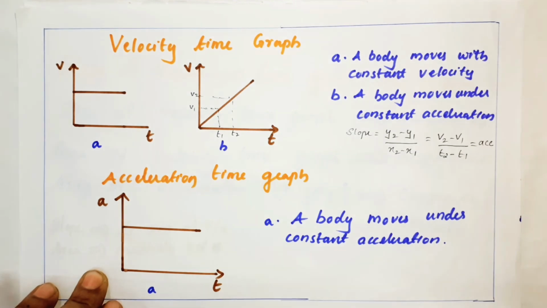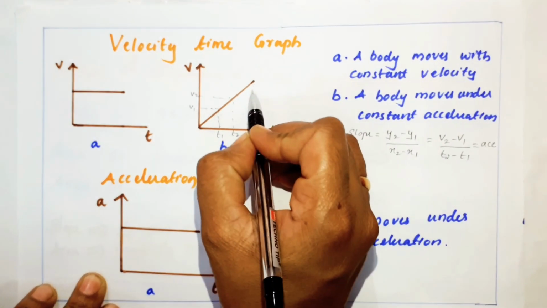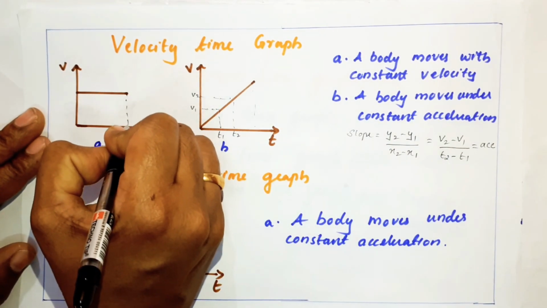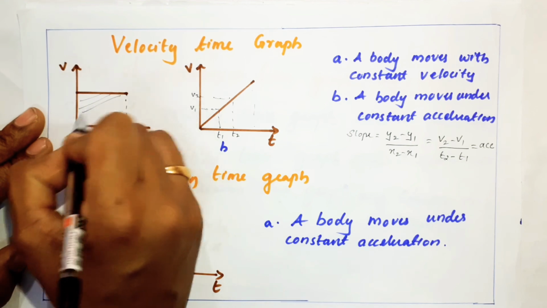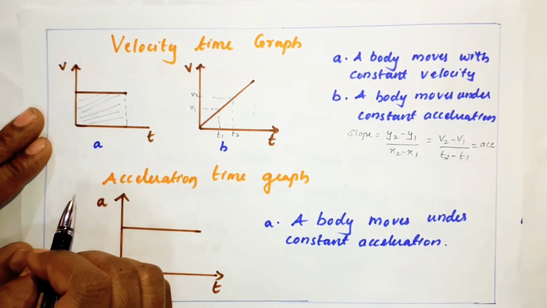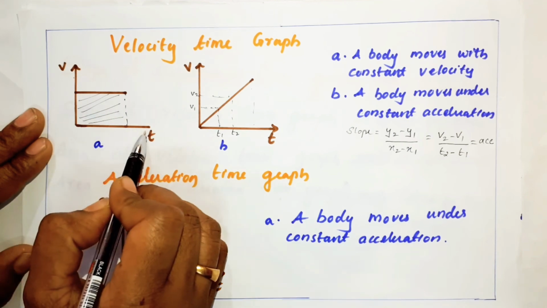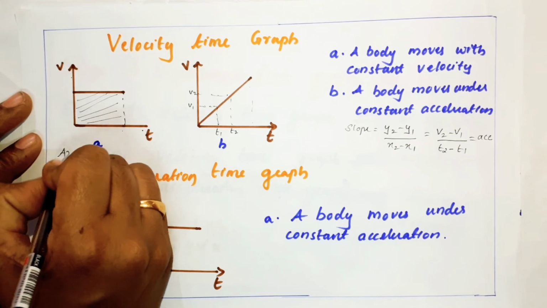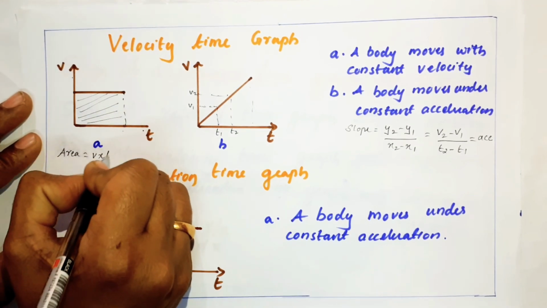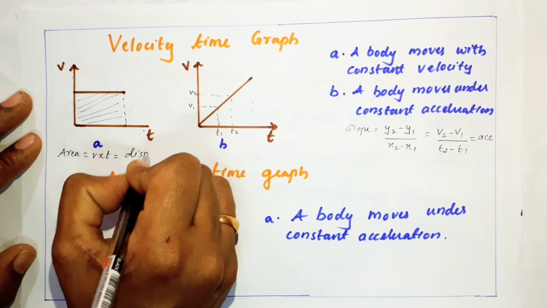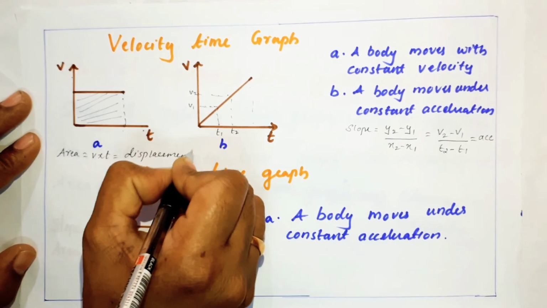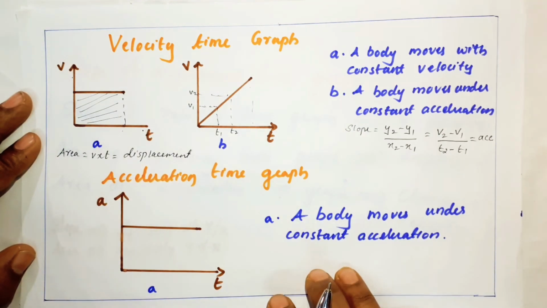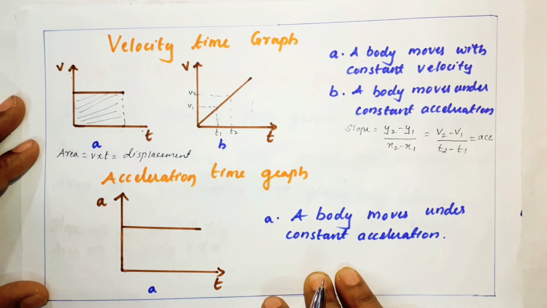If you take the velocity time graph, and calculate the area of this part, I am taking this part, easy to understand. If I take the area of this part, what is area? Area is velocity into time, right? Because it is in the form of a rectangle, the area is velocity into time. Can you tell me what is velocity into time? It is nothing but displacement. So that is another main inference. Area of velocity time graph gives displacement.